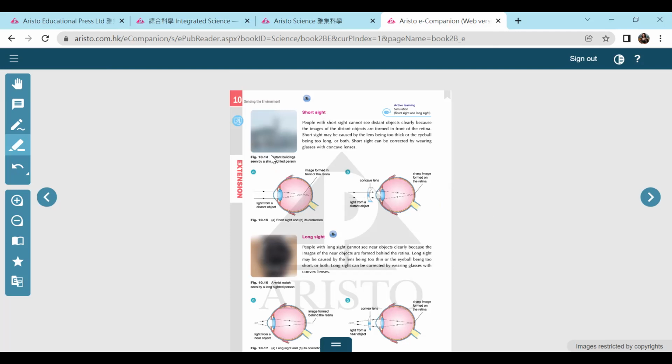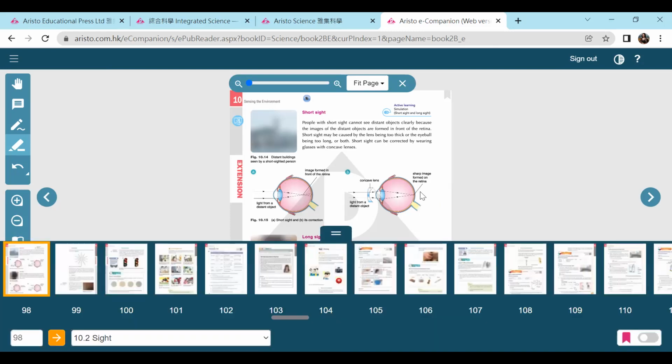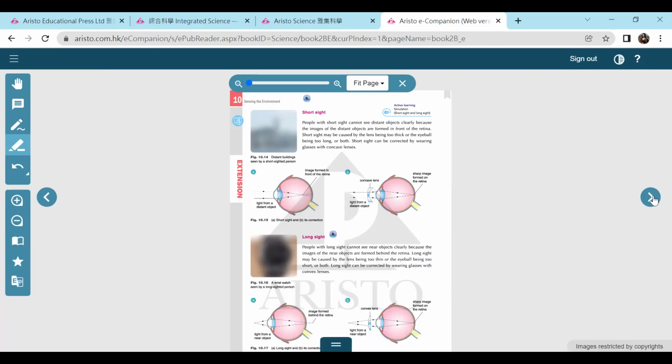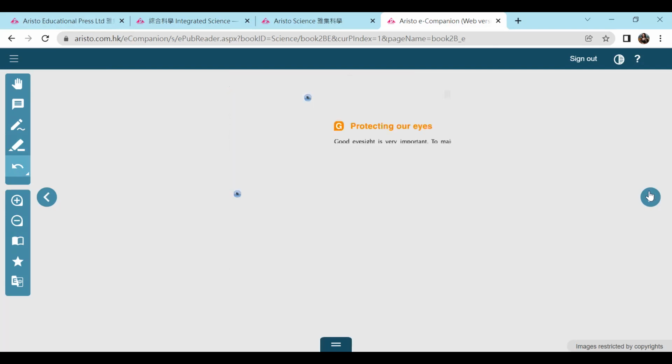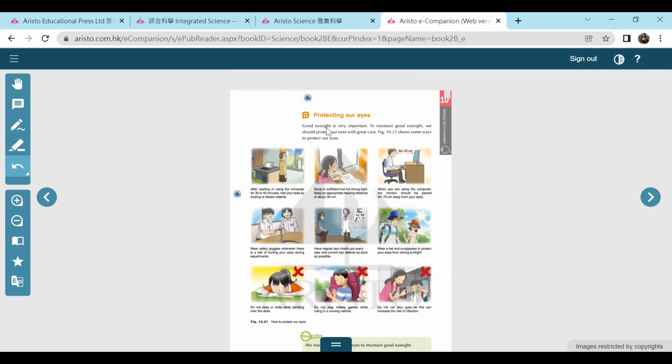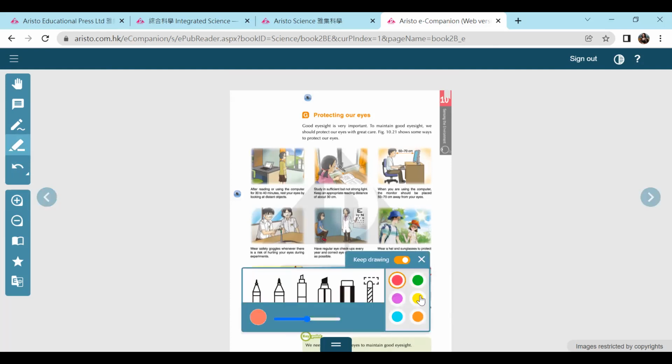So these are figures 10.14, 10.15, 10.16, and 10.17. You may refer to your book, the IS book, okay? This is page 88. So number 2 is astigmatism and cataract. I don't want to speak a lot about this. So the last one is protecting our eyes. So you look at it by yourself, part D. We need to protect our eyes to maintain good eyesight, okay? So this is the key point.